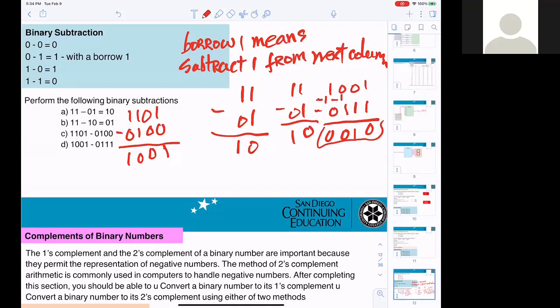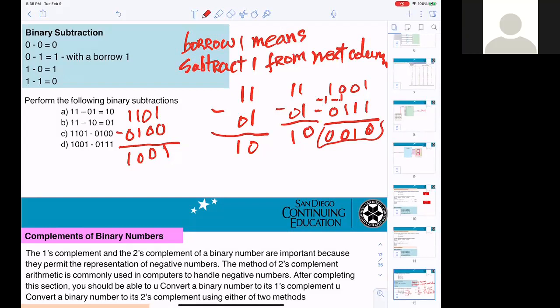Mr. Pham, can you repeat one more time? Can you explain again? Okay. 1 minus 1, you get 0. Yeah, that's correct. 0 minus 1, you get a 1. But you have to borrow 1. Borrow 1 means you subtract 1 from the next column. So 0 will be minus 1.